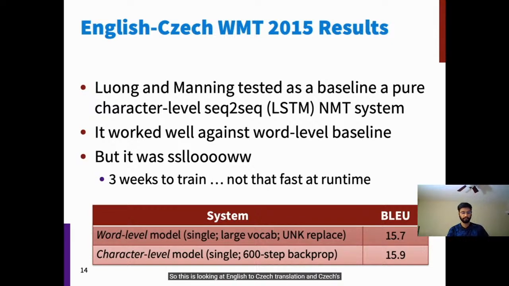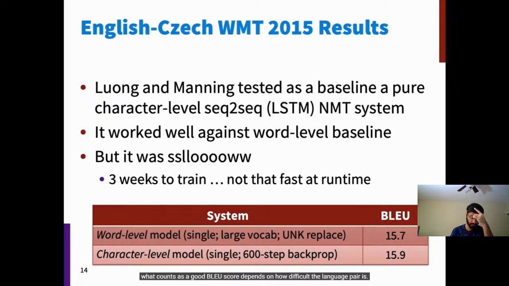This is looking at English to Czech translation, and Czech's a good language to use if you want to motivate doing things at the character level, because it has those big horrible words with lots of morphology, like the example I showed you before, and I'll show you some more later. People had built word level models for Czech, and they didn't work great, partly because of some of these vocab problems. The word level state of the art at this time was 15.7 BLEU, which, as you know, is much less than we will accept for full grades in your homework.